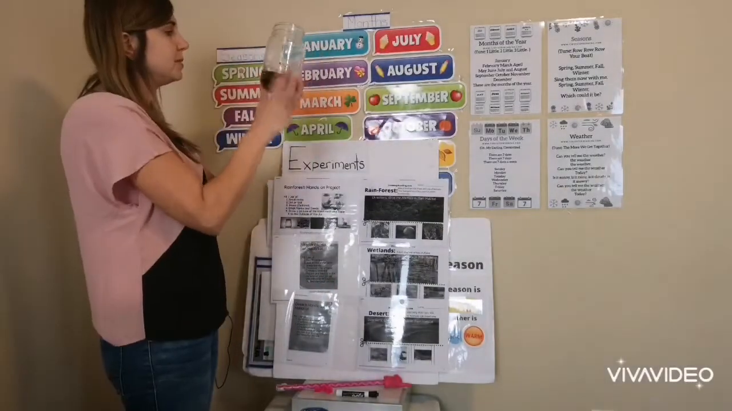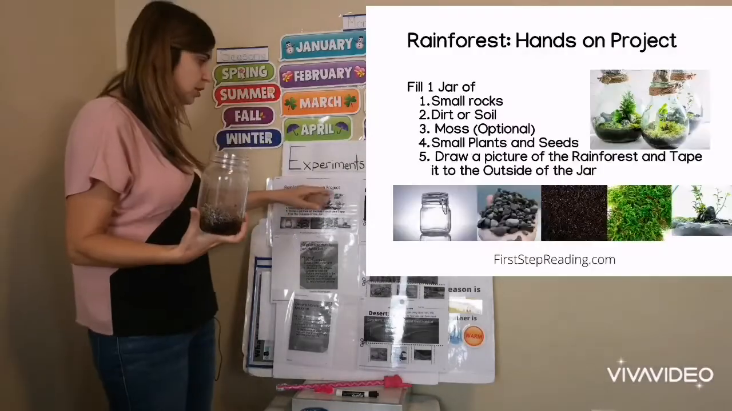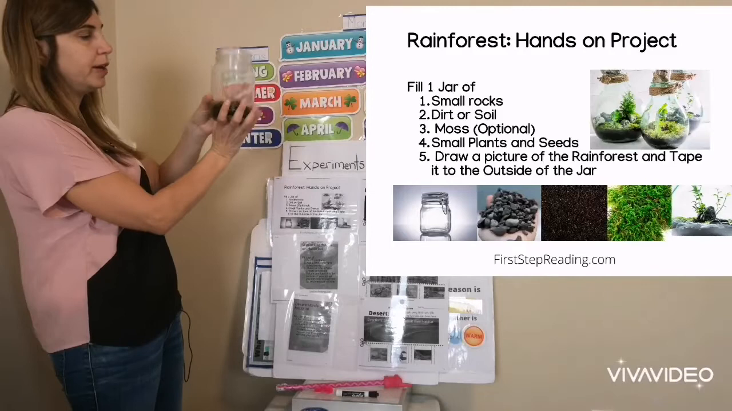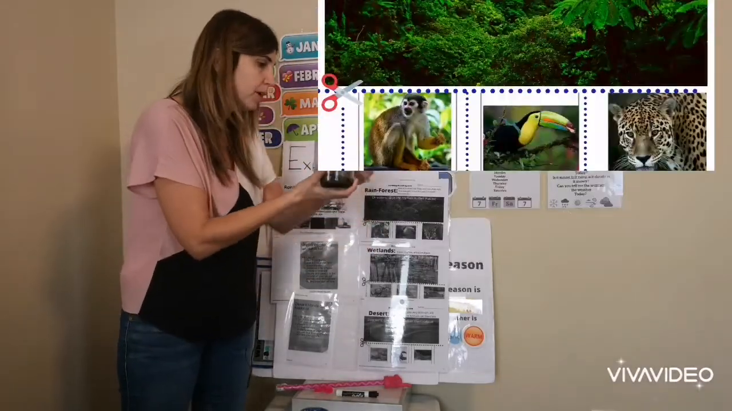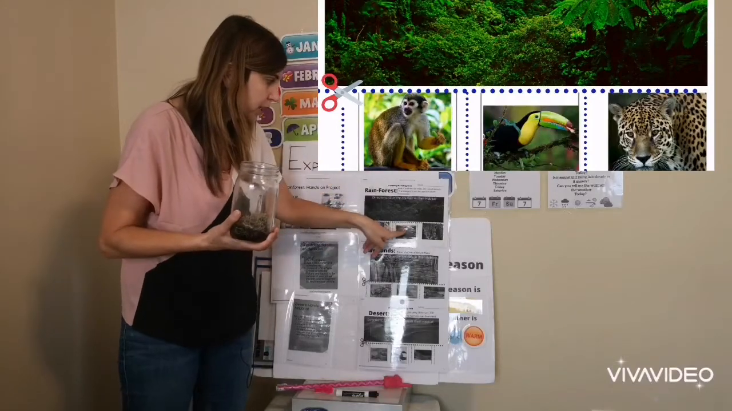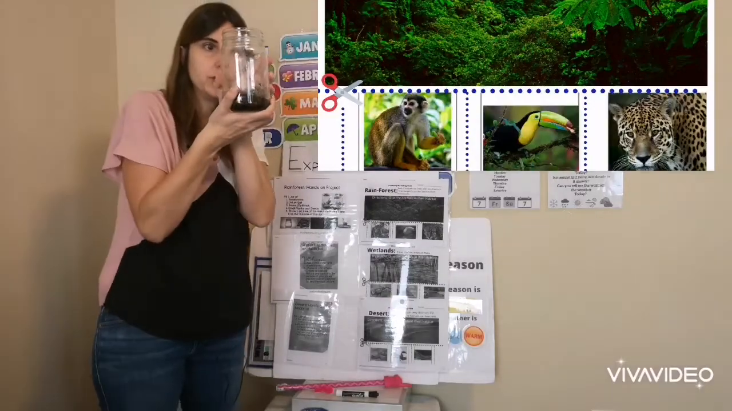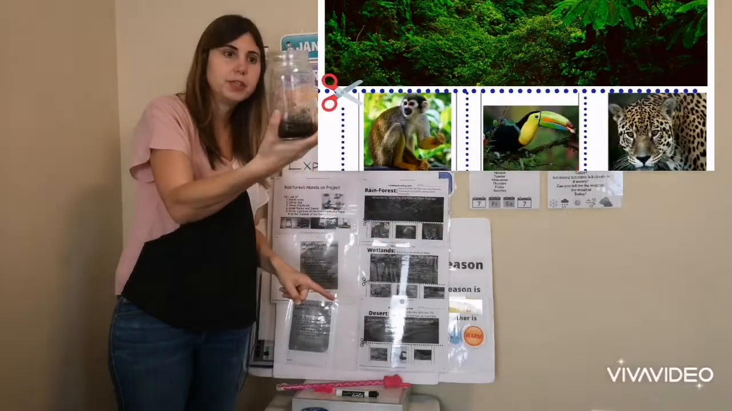So here I put some seeds and soil, and I'm going to grow some trees in my rainforest habitat, and I'm going to give it lots of water and sunlight. And I'm going to tape around my jar the monkey, the toucan, and the jaguar. So when you look through and when the trees start growing, you will see these animals as if they're in the rainforest habitat.